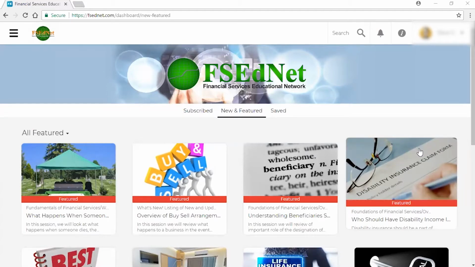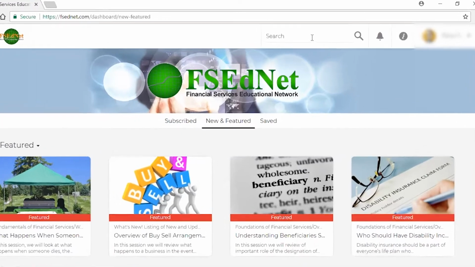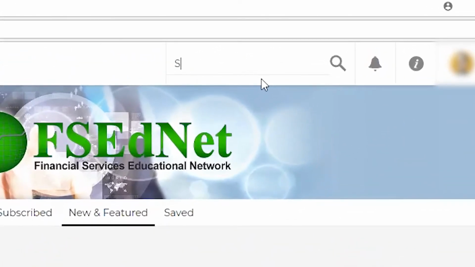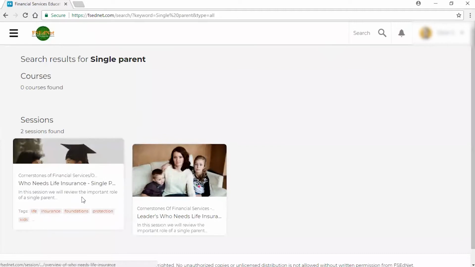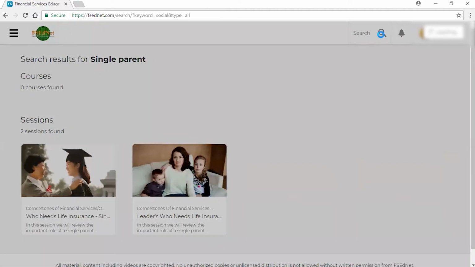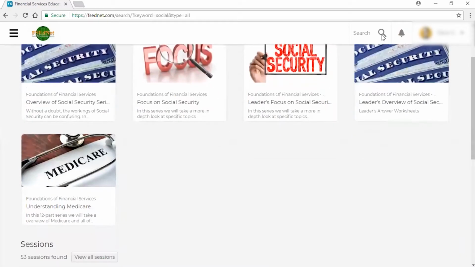First, you can use the search option, which is available on all of our mobile apps for both phones and tablets. Simply click on the search bar and type in one or two words, such as single parent, and press enter. You will find a session on why single parents need to own life insurance. If you type in the word social, a number of sessions on understanding Social Security will be displayed.